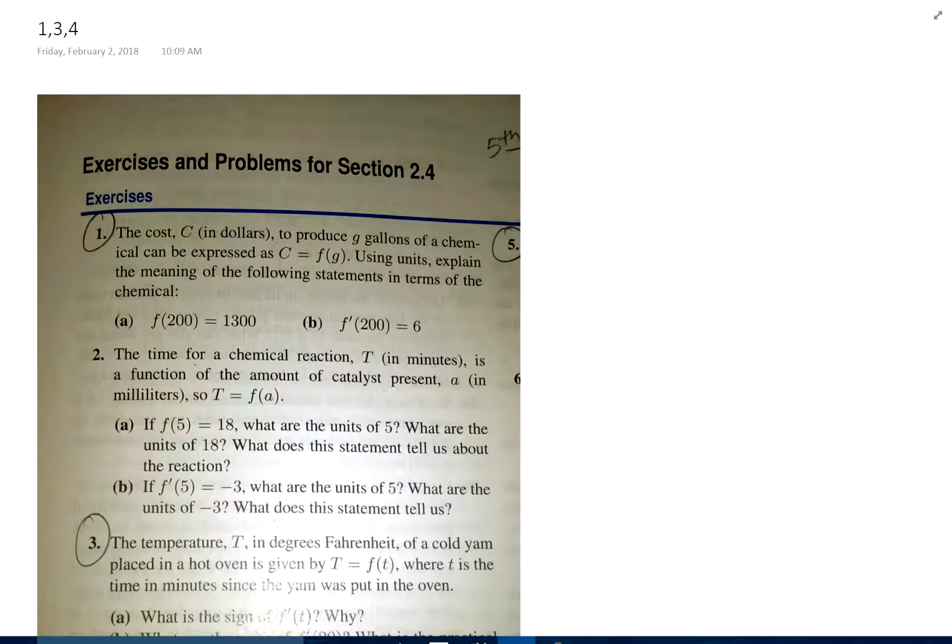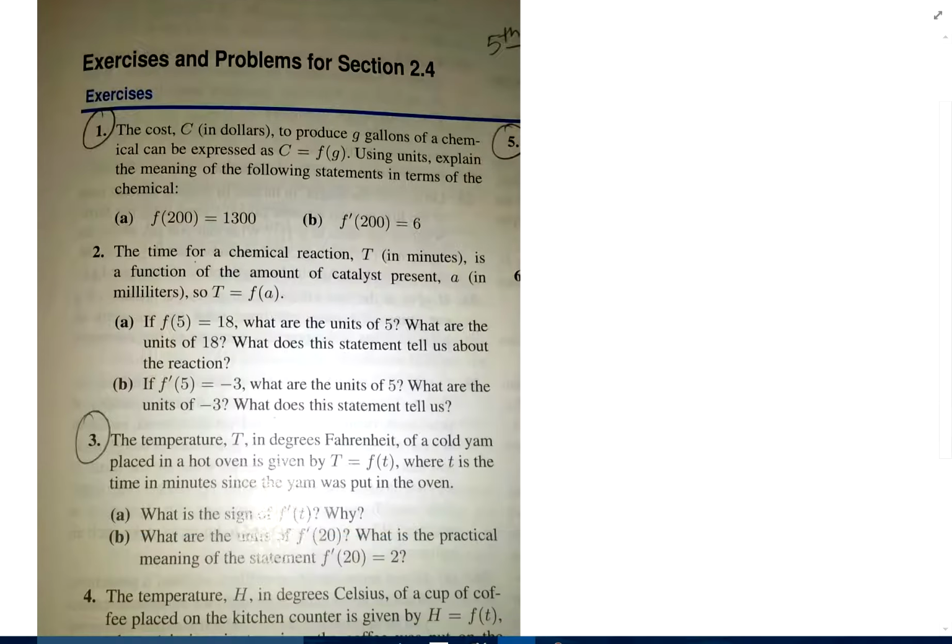Alright, here we are on 2.4. The cost C in dollars to produce G gallons of a chemical can be expressed C equals F of G. Using units, explain the meaning of the following statements in terms of the chemical. So F of 200 equals 1300.